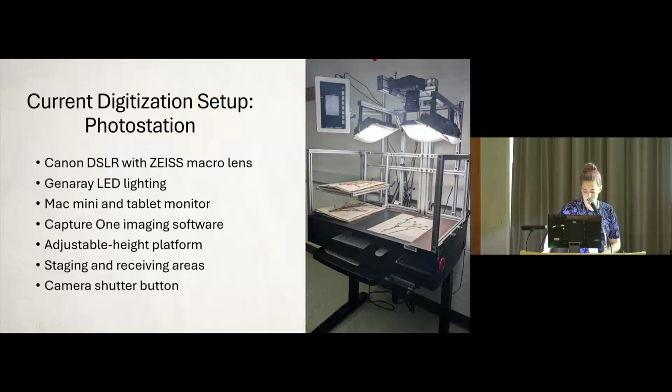Our current digitizing setup is what we called a photo station. This was designed and fabricated in-house and has been in use since about 2018. We have 5 of these photo stations in use now. And I'll link a publication in the final slide with the exact specifications for this setup, but it consists of a Canon camera hooked up to a Mac Mini, mounted above an adjustable height platform with staging areas for specimens and a large shutter button to operate the camera.